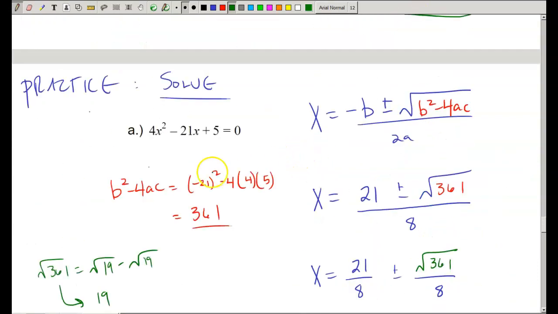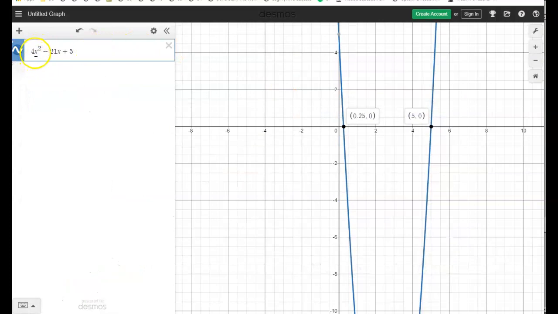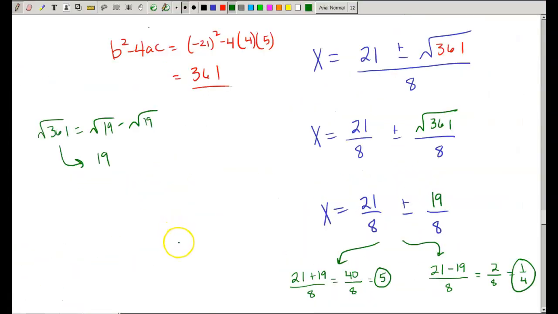Now again, if I were to graph this, take my standard form and let's say I graph it on Desmos. It's right here. 4x squared minus 21x plus 5. You can see that my two intercepts here are 1/4 and 5, which match up with my answers that I have.